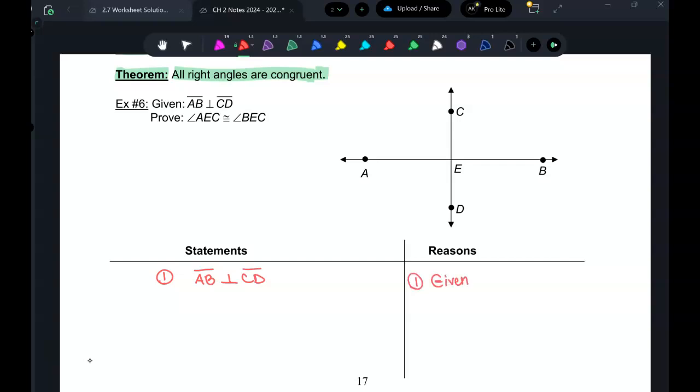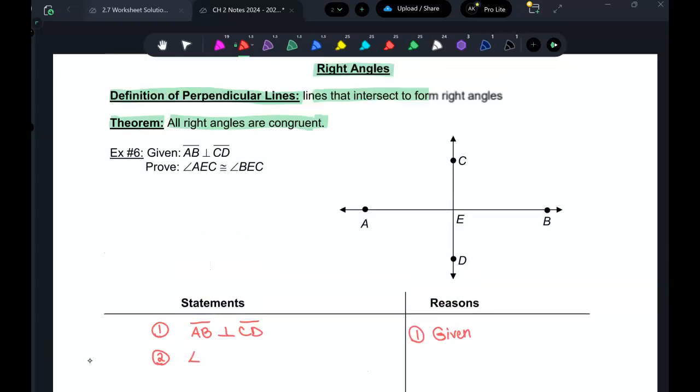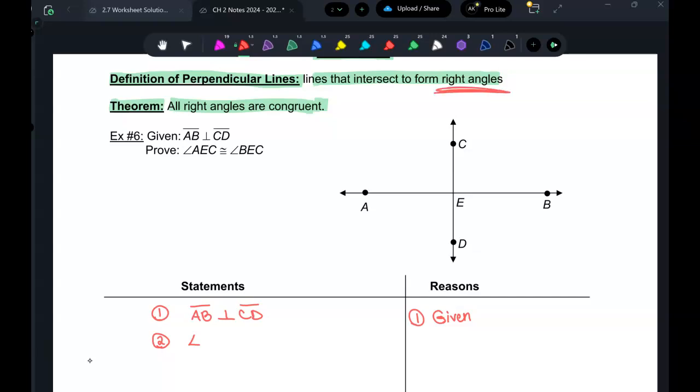So in other words, I am giving you that AB, segment or line, it doesn't really matter, is perpendicular to CD. What am I trying to prove? I'm trying to get angle AEC and angle BEC congruent to each other. Could we say the measure of AE plus EB? Okay, hold on. What do perpendicular lines form? Right angles. Definitions say they form right angles.